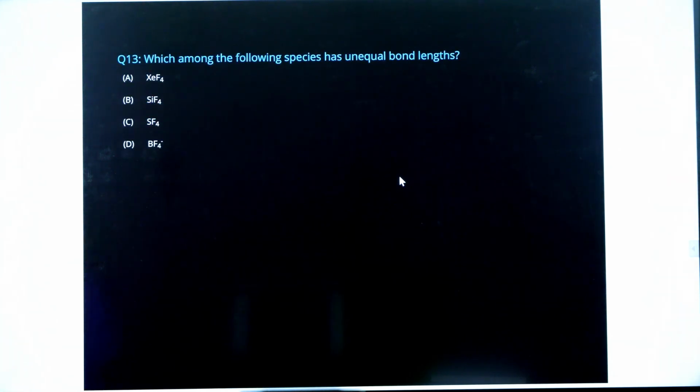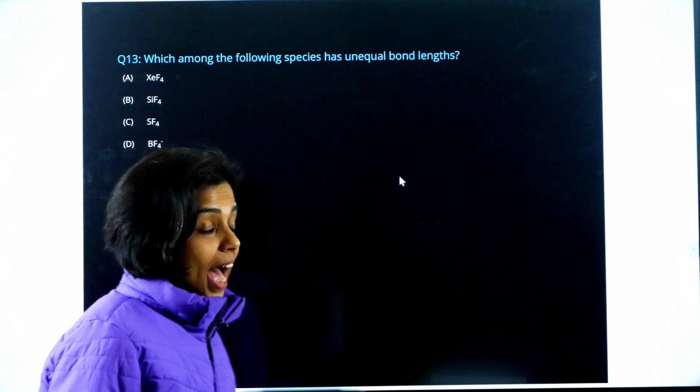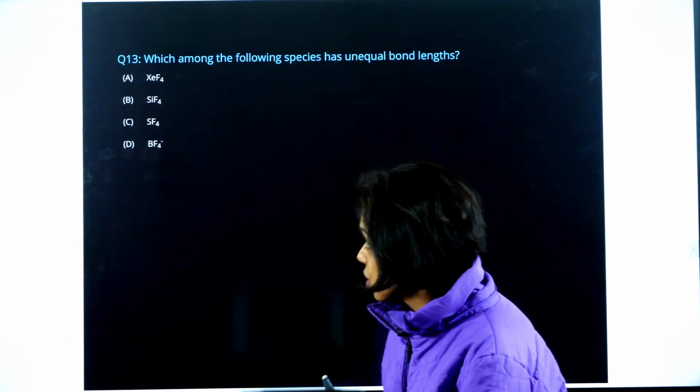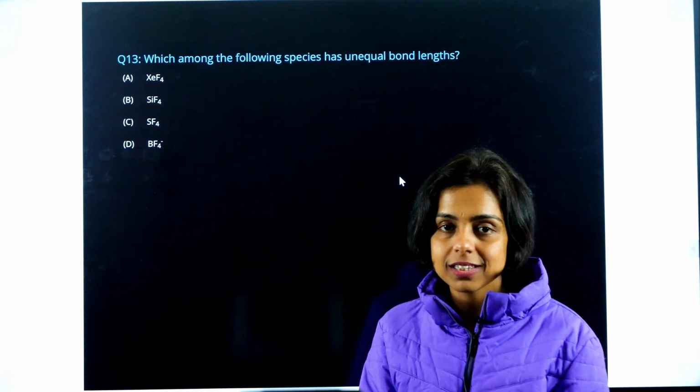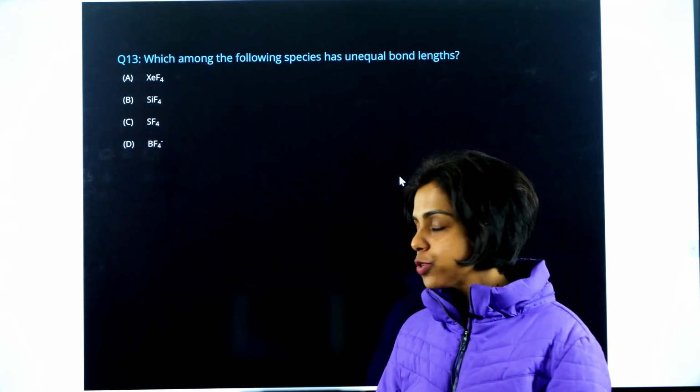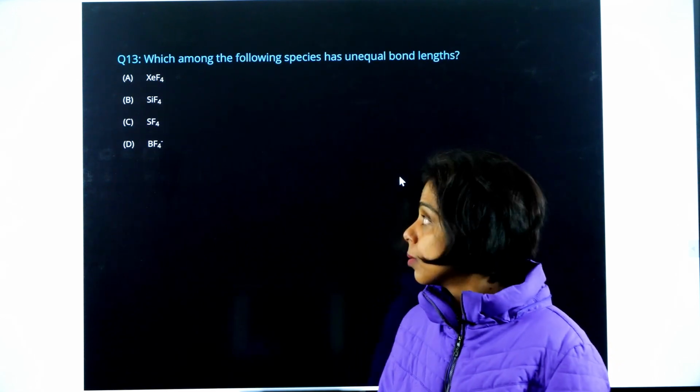Next question. Which of the following species has unequal bond lengths? Let's see. XeF4 is square planar, so the bond lengths are equal. It has sp3d2 hybridization, with 2 lone pairs and 4 bond pairs.